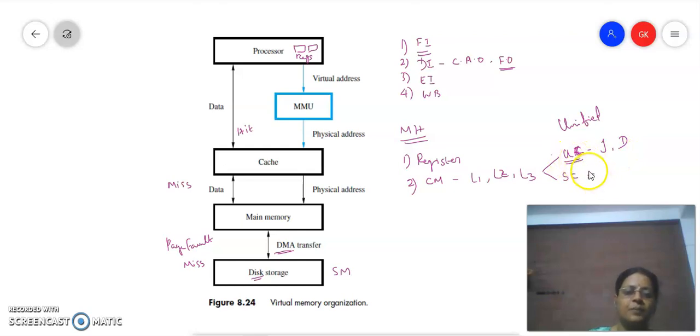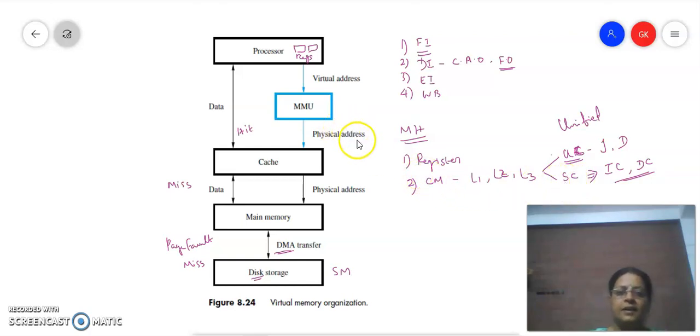In order to do some parallel activity, I will separate this information and store the instruction in the instruction cache and store the data in the data cache. If this is going to be adopted, then it is going to be called, sorry, this is going to be called split cache.